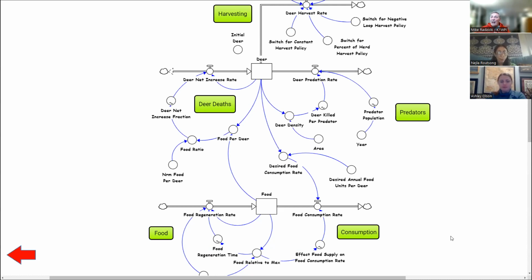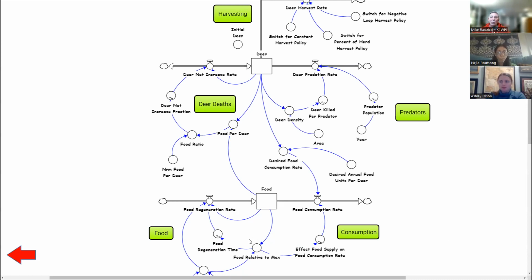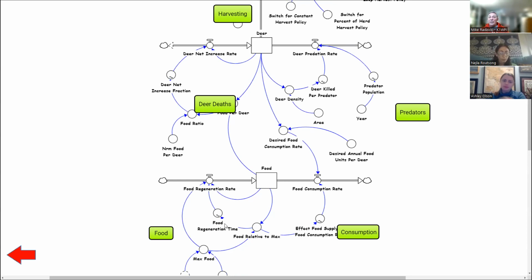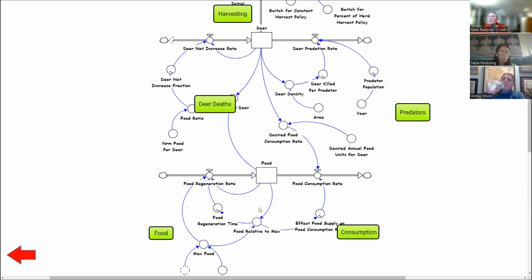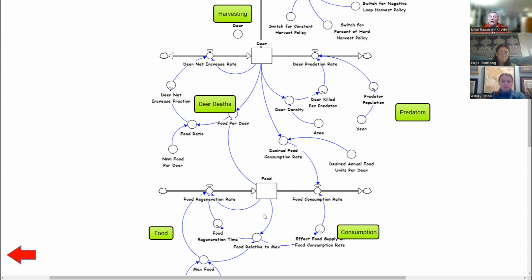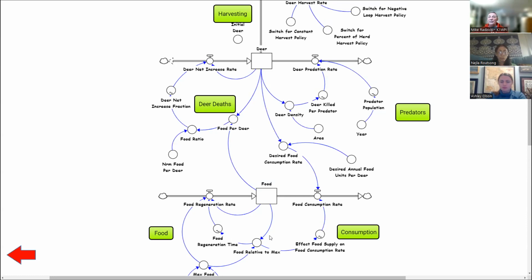So there's a maximum amount of regeneration that can go on. So once food hits its max, you've got everything you can possibly have on the plateau. But as the food is eaten down, again, relative to the max, so there's a ratio, how much food relative to the maximum amount of food, as that ratio heads to zero, it takes longer and longer for the food to regenerate, for the grass to grow back, because then the deer are eating it right down to the root, and they're eating everything, every leaf and whatever, right?